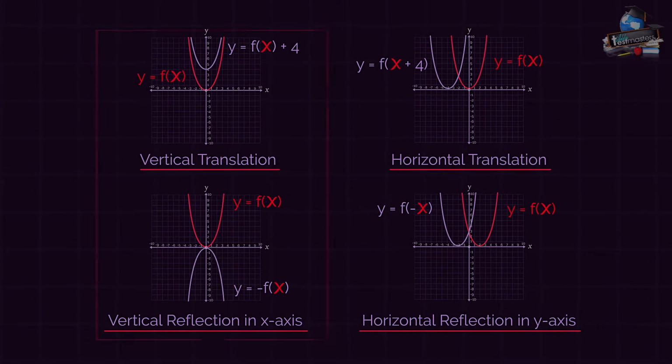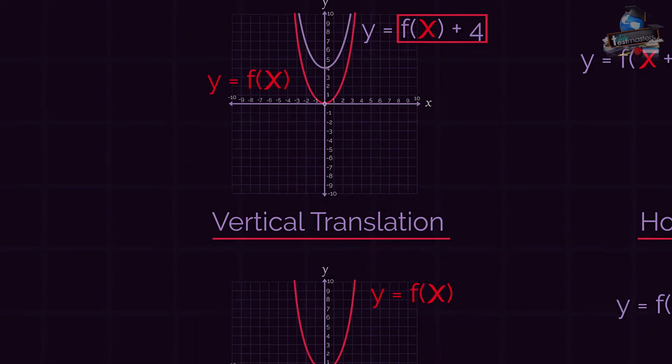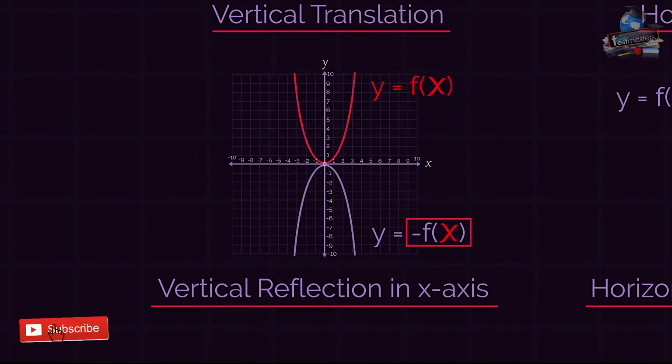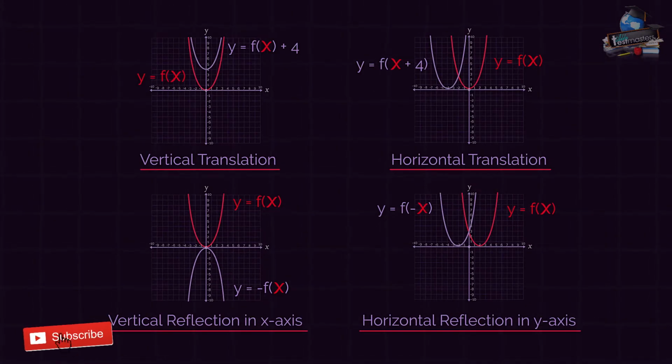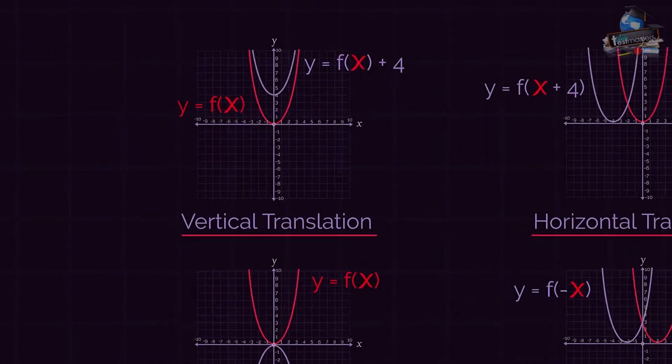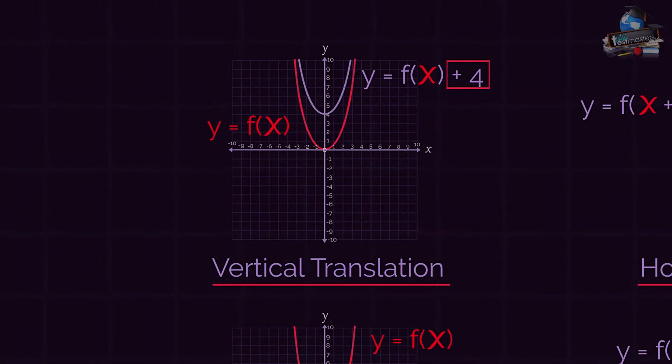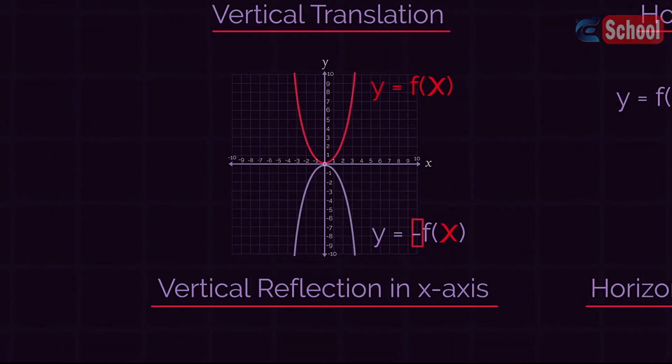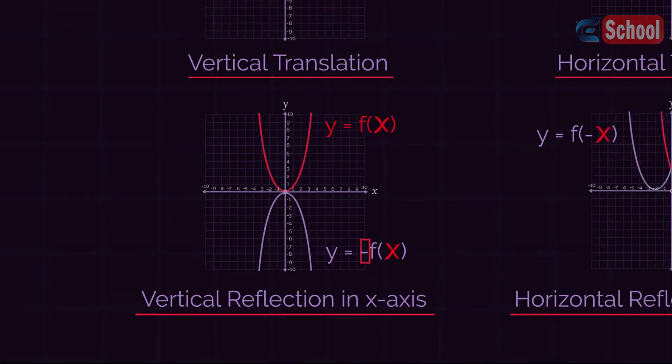Notice how for the vertical transformations, we apply the numbers or negative to the outside of the x, so it applies to the whole function. So the +4, and to reflect, the negative goes outside and multiplies by the whole function.